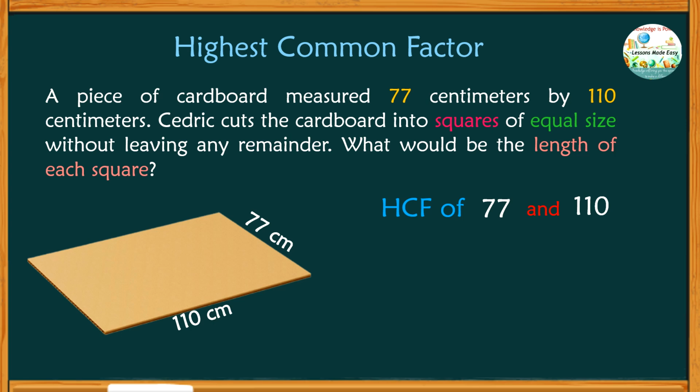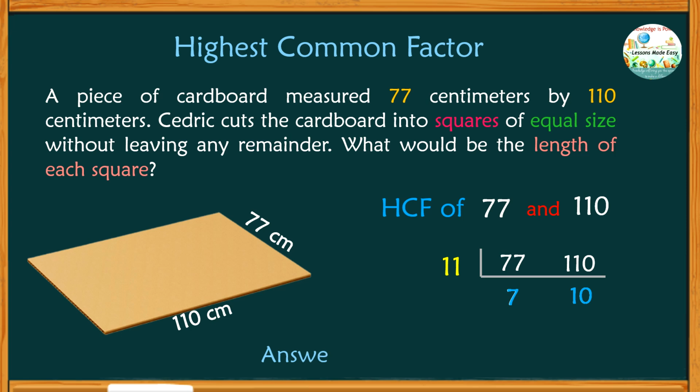Think of a number that can be used to divide 77 and 110 without a remainder. What number could that be? If you say it's 11, then you are right. 77 divided by 11, we get 7. And we can have 10 sets of 11 in 110. We can now stop dividing at this point since there are no other common factors for 7 and 10. So the highest common factor of 77 and 110 is 11.